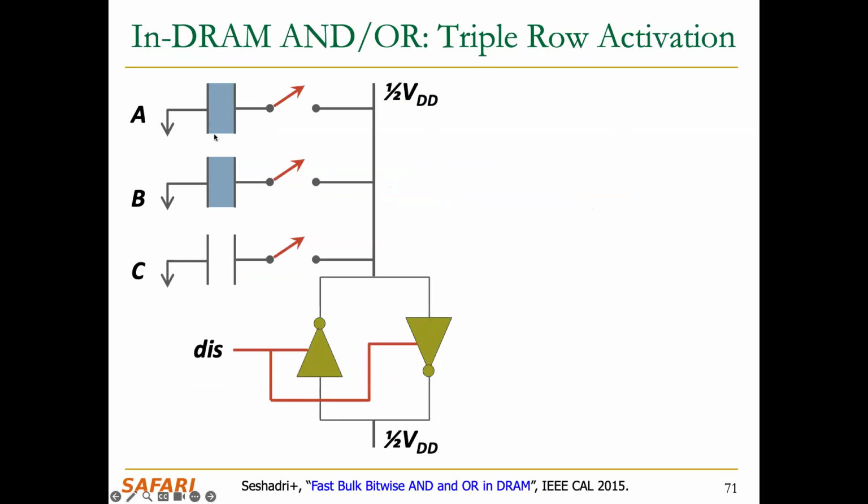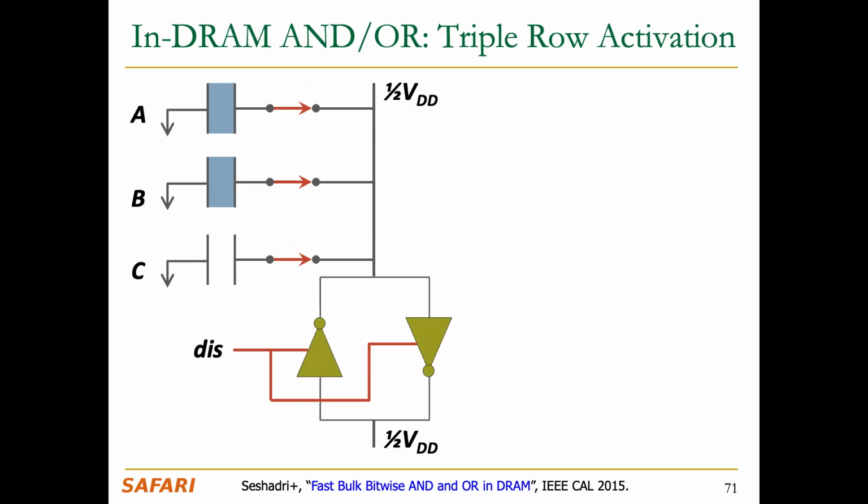The idea, the primitive, is triple row activation. If you activate these 3 rows concurrently in DRAM, what you get is a bitwise majority function. So these are cells that are charged. This is a cell that is not charged. These are capacitors, essentially. If you connect all 3 of these capacitors to the same bit line, they perturb the bit line.